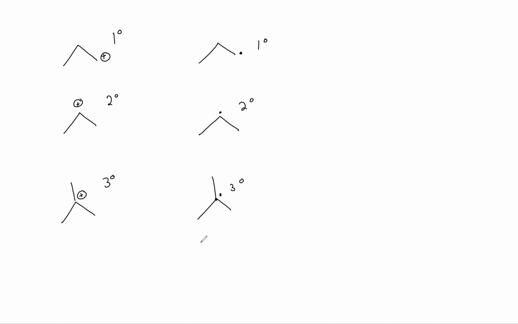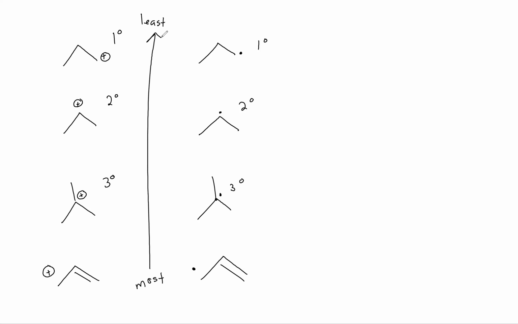And finally, you may have heard this before when we talked about carbocations as a whole, but just to jog your memory, we can also have something called an allylic carbocation. And in the same vein, we can also have something called an allylic radical. And so the stabilities of these things are going to follow the same trend. These ones down here are going to be the most stable, and these ones up here are going to be the least stable. So if I drew an arrow right here, we can see the difference.